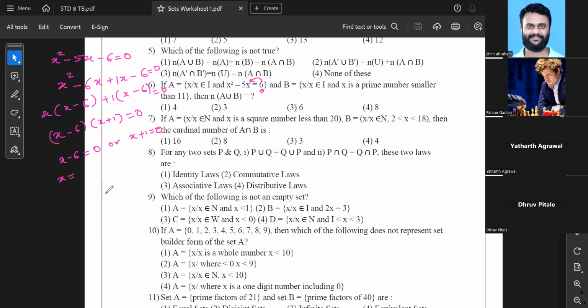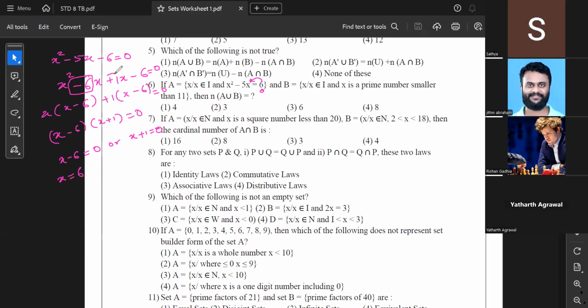Okay, sir. But sir, if you multiply 6x and 1x, then you get 6x square, not minus 6. No, no, no. See, I have told you to add or multiply only the numbers, not x. Only the numbers. Okay, sir.